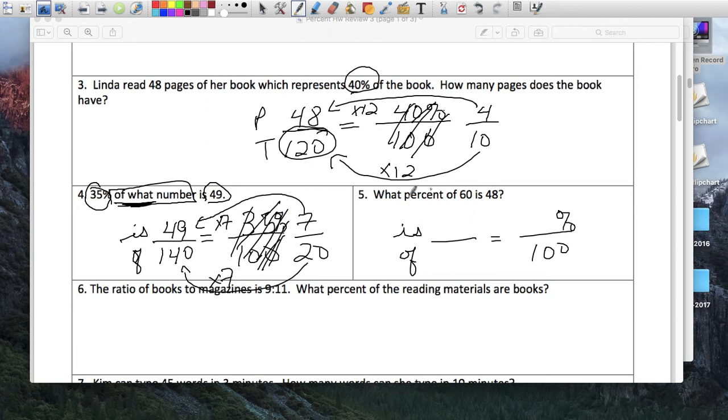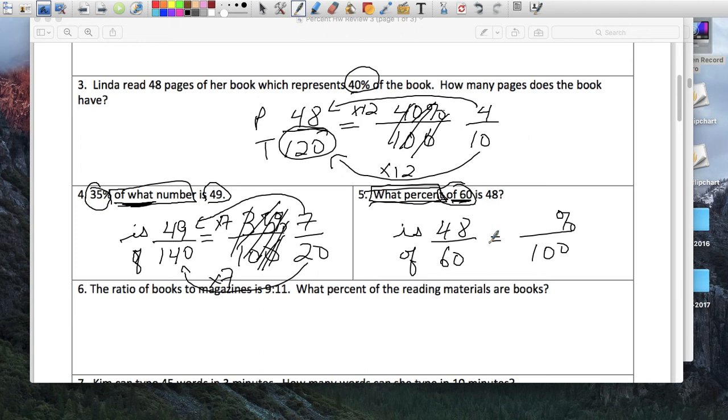Again, here, what percent? So you don't know the percent, so that's obviously our empty value here. Of 60, there's your value for of, which is over here. And obviously is 48, goes here. Up and down, nothing. Nothing multiplied by 48, or nothing divided by 60 gives me 48, so nothing there.